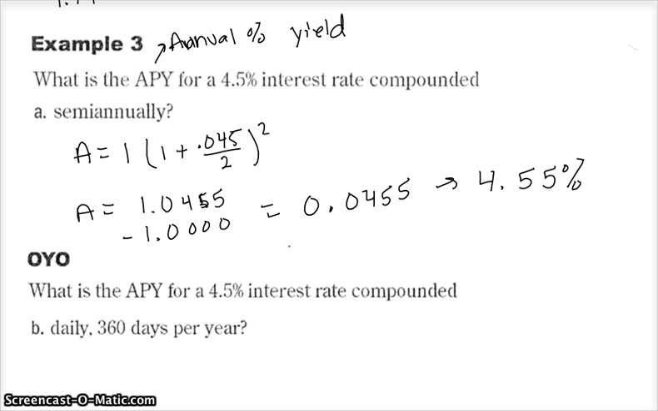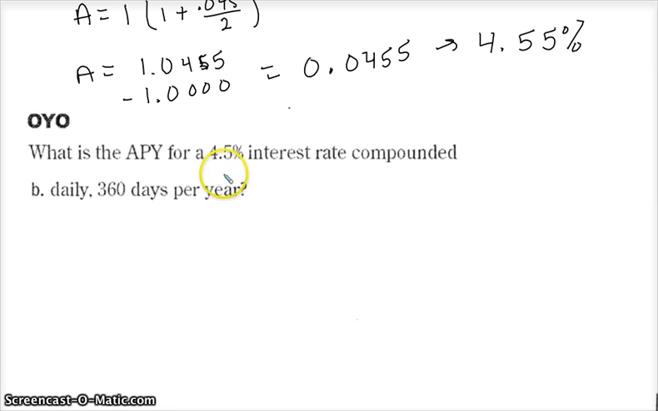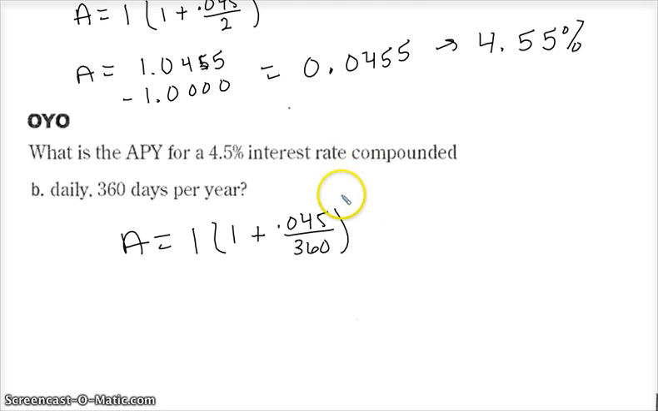Now, you try the on your own where we'll calculate the APY when I compound daily. You should have set up the problem like this. A equals 1 times the quantity 1 plus 0.045 divided by 360 raised to the 360 power.